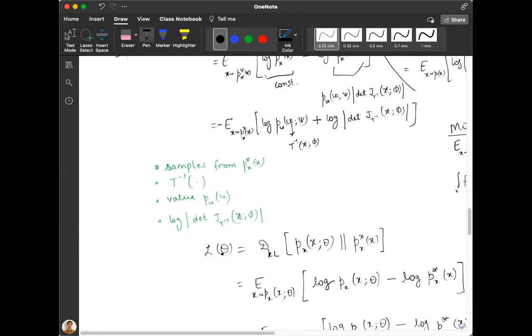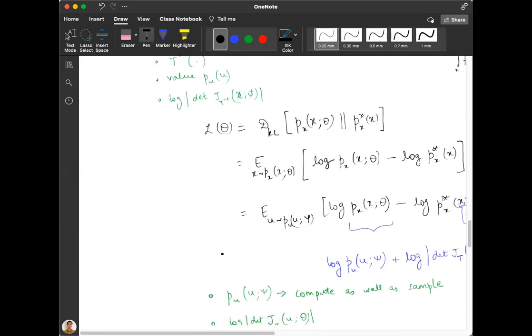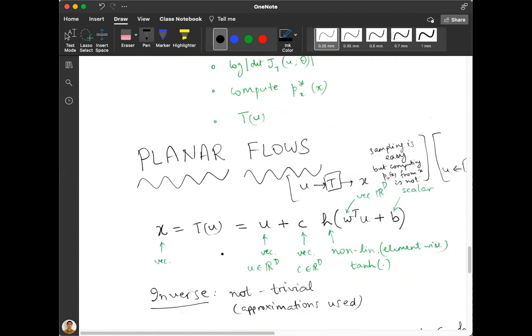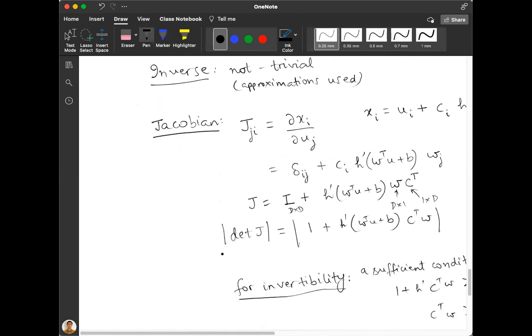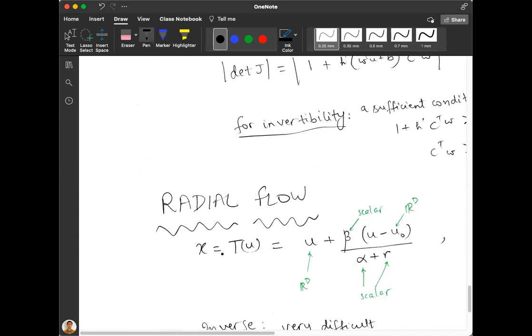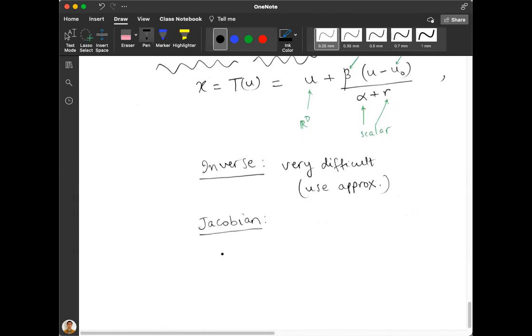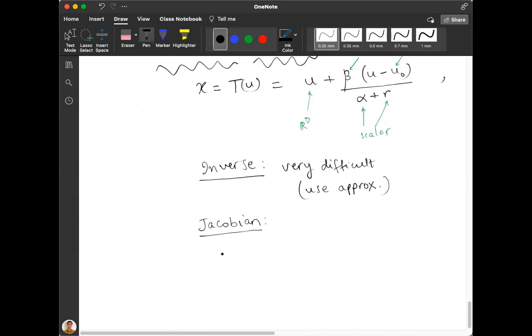Got it. Yeah, so it depends from use case to use case. Basically, planar flows and radial flows cannot be used for that particular use case, but they can be used for other uses. So, okay, let's compute the Jacobian. Please compute the Jacobian. J is equal to ∂x_i/∂u_j, and this is J_ji.